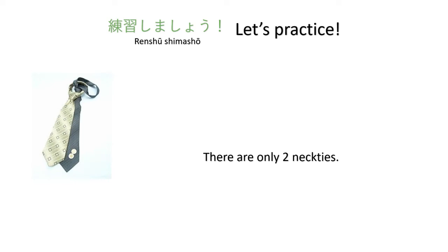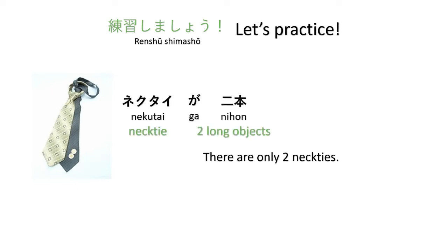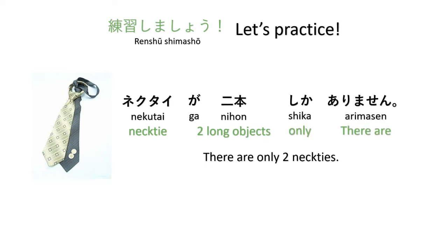There are only 2 neckties. So we have necktie ga 2本しかありません. So we have the kanji hon for long objects. So necktie is a long object. Necktie ga 2本しかありません.